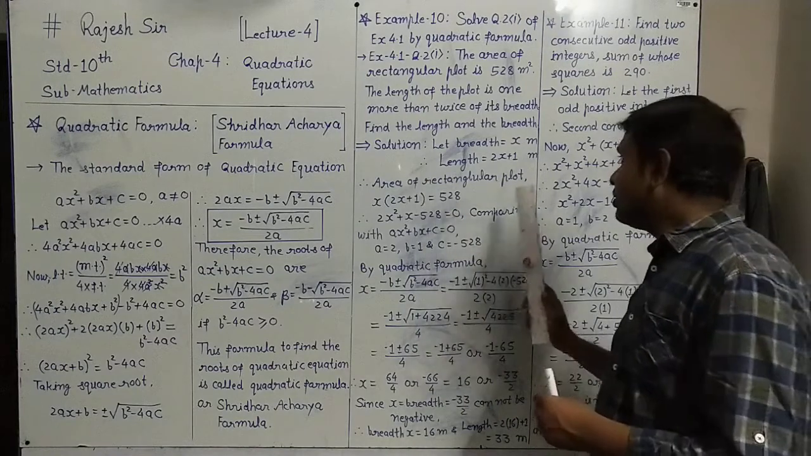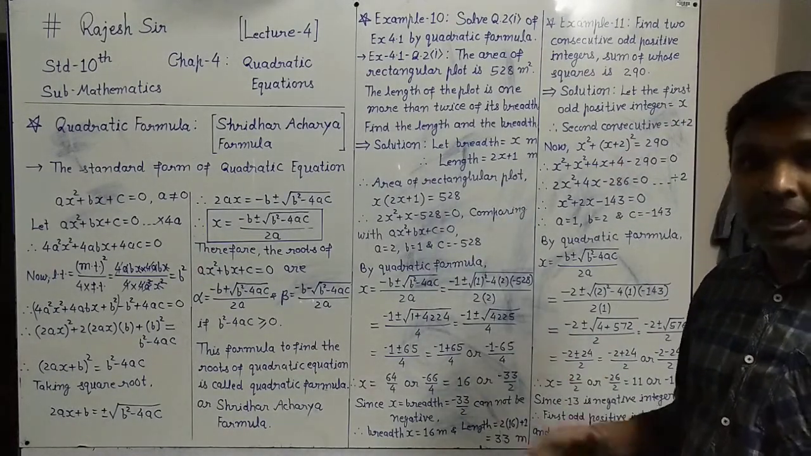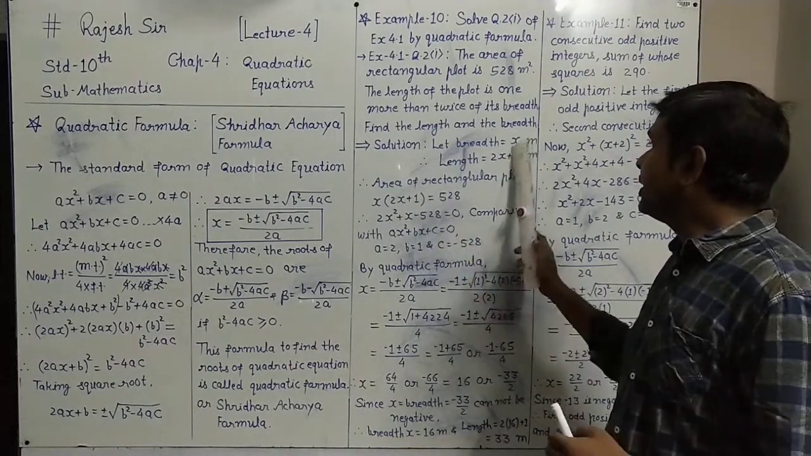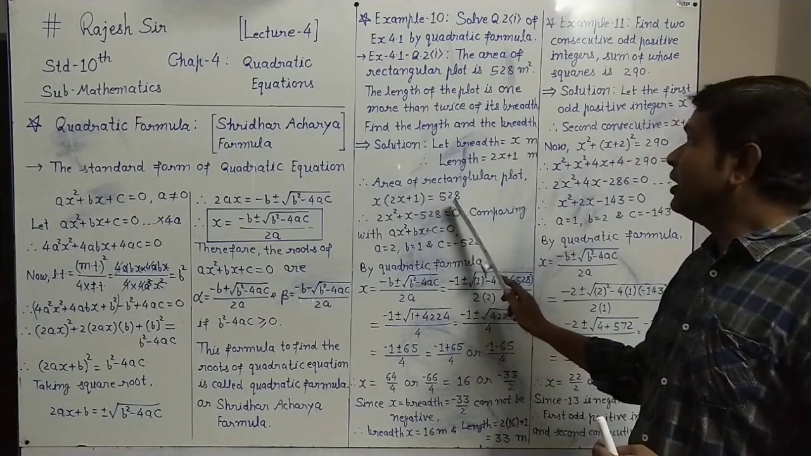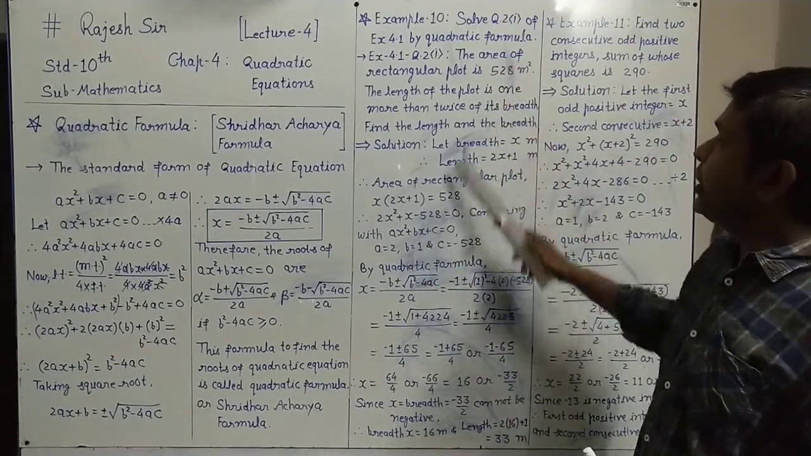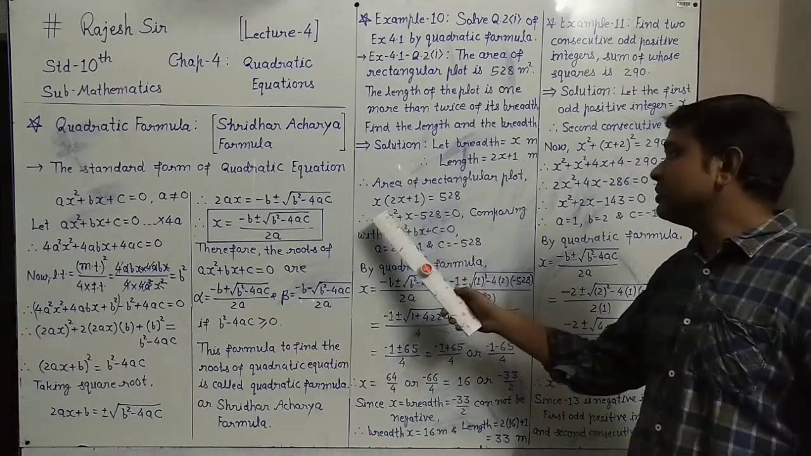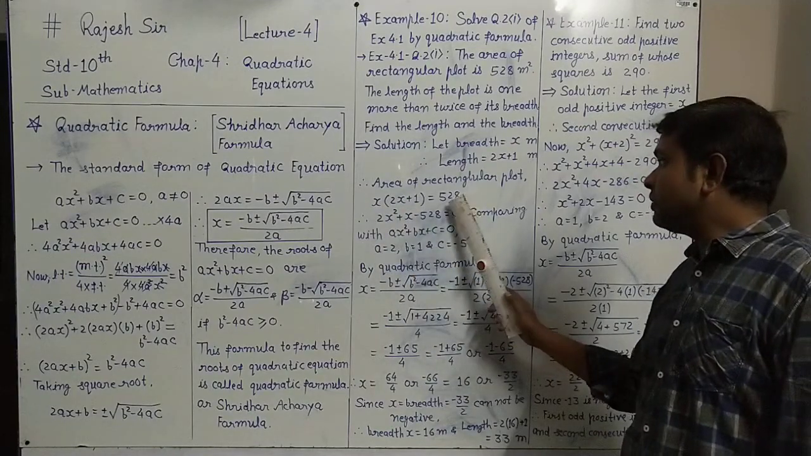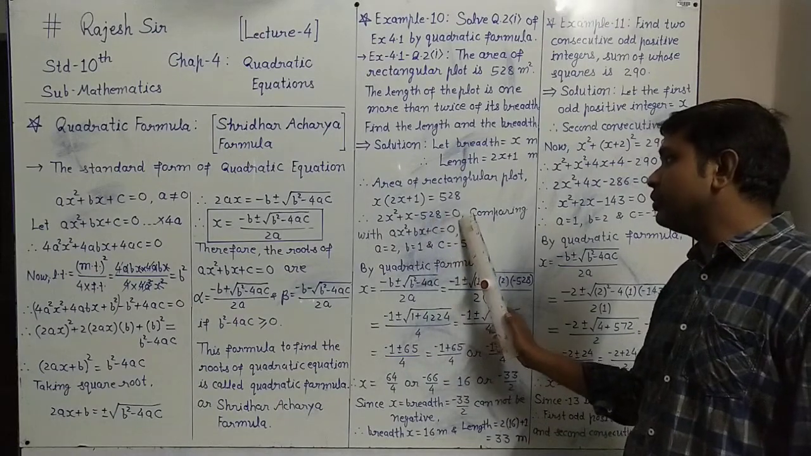Now, the area of a rectangle is equal to length into breadth. So, length is 2x plus 1 into breadth x. The product of length and breadth gives the area, and the area is given in the question as 528. So we can equate. Now simplify this: x into 2x is 2x square, plus x into 1 is x. And this 528, if you take it to the left side, minus 528 equal to 0.